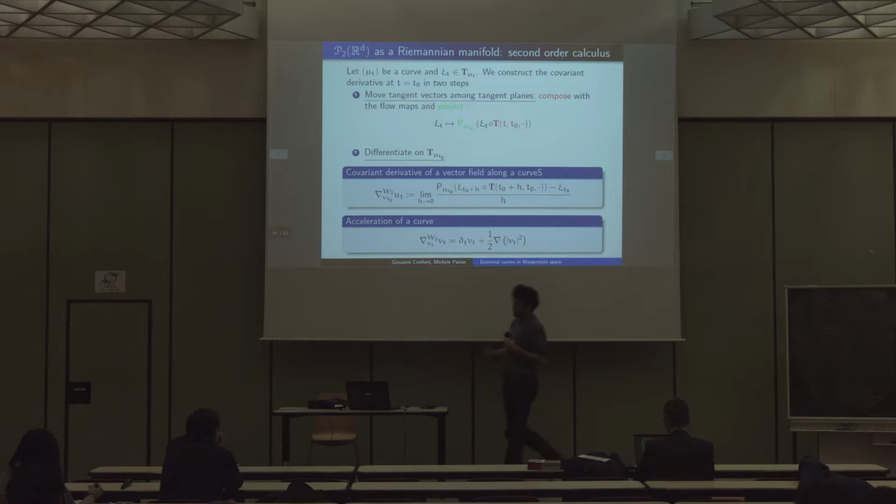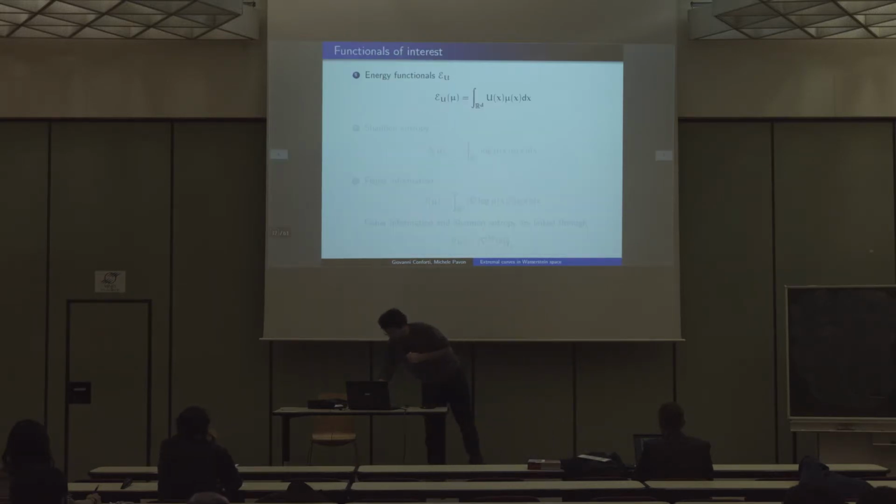And this will give you back the fact that the acceleration of a curve, so the covariant derivative of the velocity along the curve, is exactly this expression that encodes the geodesic equation. Indeed, the geodesic equation is just that the acceleration is 0.